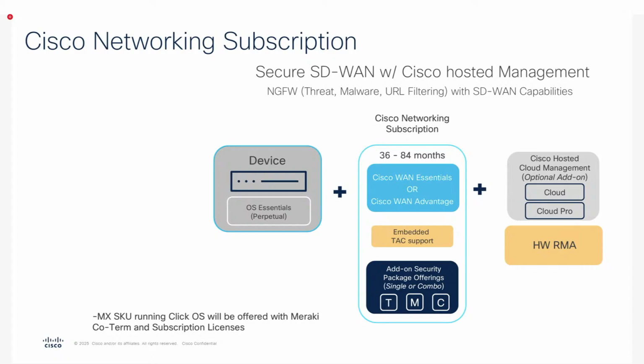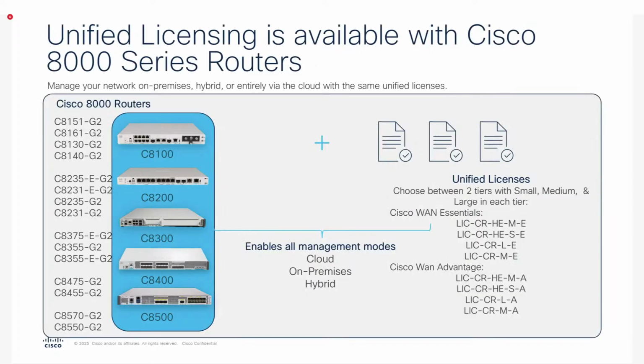And so the difference between the cloud and the cloud pro is either the multi-tenant or the single tenant for your Cisco WAN Manager platform instance. And so what I've included is the Cisco 8000 routers here, and also the enable management mode. So you've got the cloud, the on-prem or hybrid, do a little of both as you need, and as your needs change, you're able to move the hardware and the licenses.